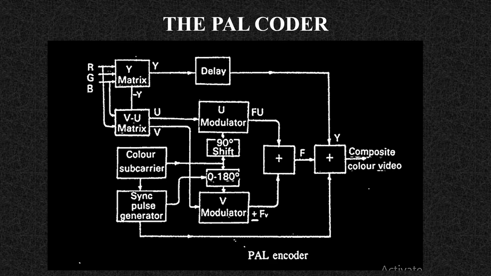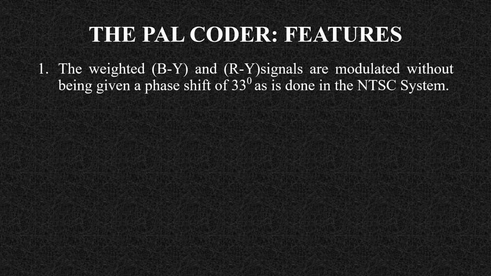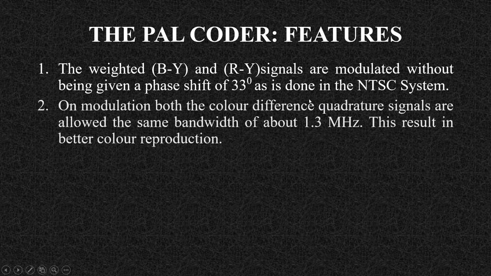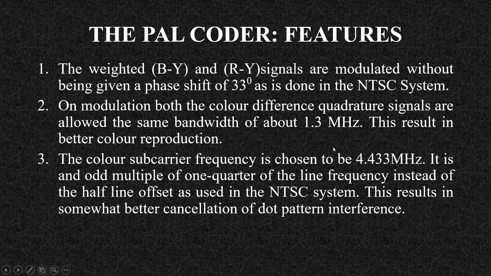What about the decoder? Exactly opposite processes as we have done here. So for the PAL decoder, first we'll talk about the PAL coder. The weighted B minus Y, R minus Y signals are modulated without being given a phase shift of 33 degrees as done in the NTSC system. On modulation, both the color difference quadrature signals are allowed the same bandwidth of about 1.3 megahertz. So this results in better color reproduction.